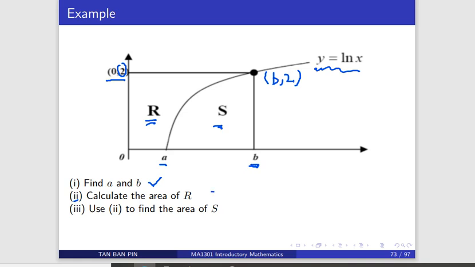Of course, you observe that R and S together form a rectangle. So to find area S, you just take the area of the rectangle minus area R, and that gives you area S.